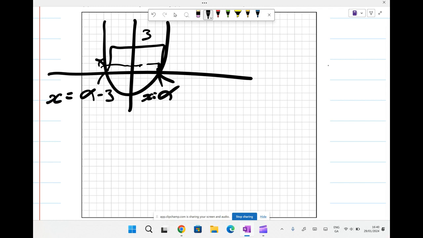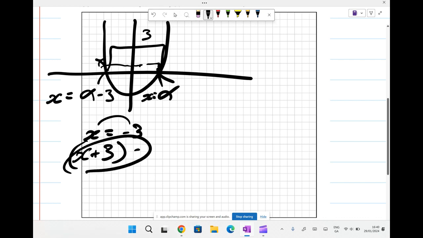Well, what we're going to do is, if we had something like this as a factor, we let it equal 0 and we bring the 3 to the other side, so that would be minus 3. That's what we had in the last question. This time we have x equals minus 3, and we want to turn it into a factor, so we're going to bring this over here and just put brackets around it, and that's going to be 0. We can just drop that. This is our factor here, x plus 3 in brackets.